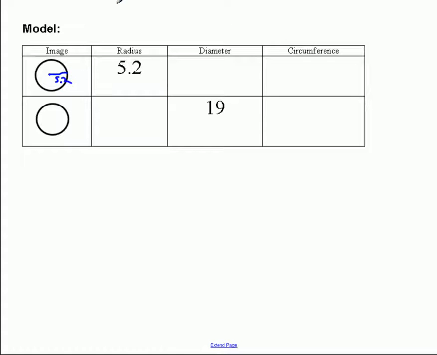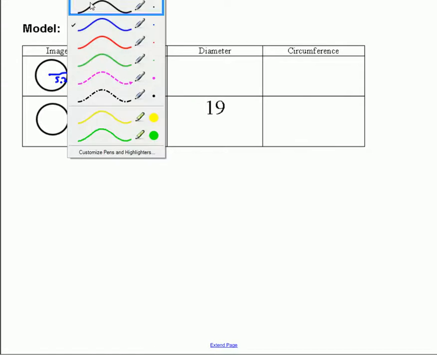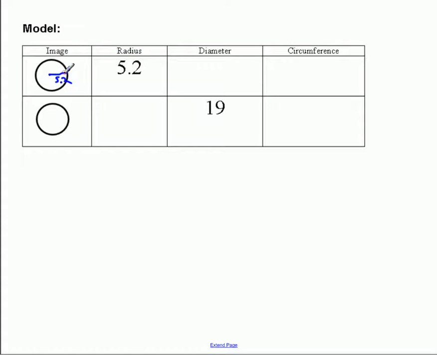Alright, so here's my radius. Now it says I want the diameter. Okay, so instead of just halfway across, I want to go all the way across. I'm going to do 5.2, and if you think about it, there's another 5.2 on this side. So what's 5.2 plus 5.2? Or I could times it by 2. But I think the adding might actually be faster this time. 5.2 plus 5.2 makes... You have the answer? Are you sure? Are we right? Good for you.